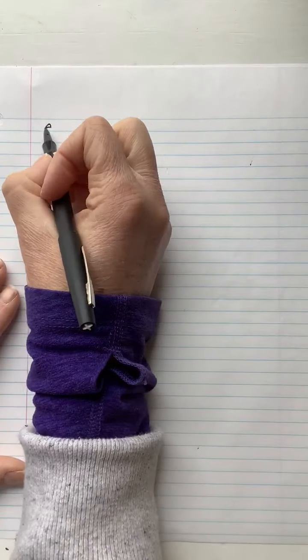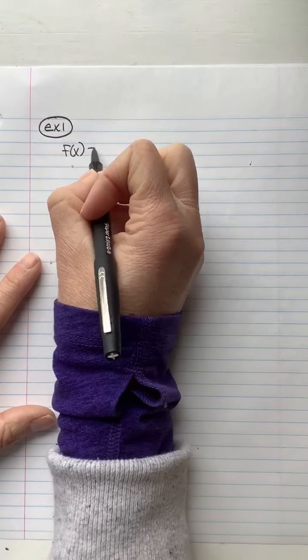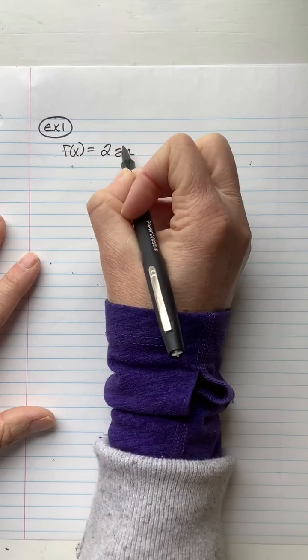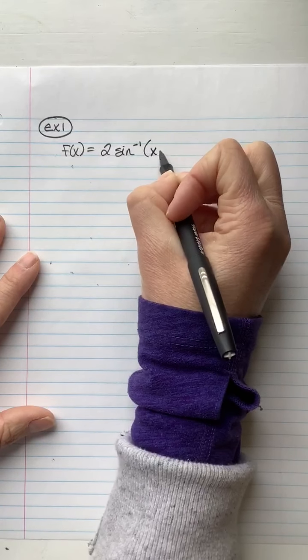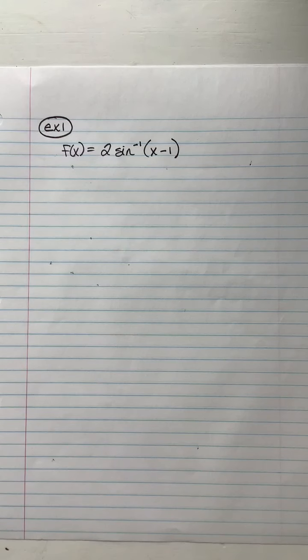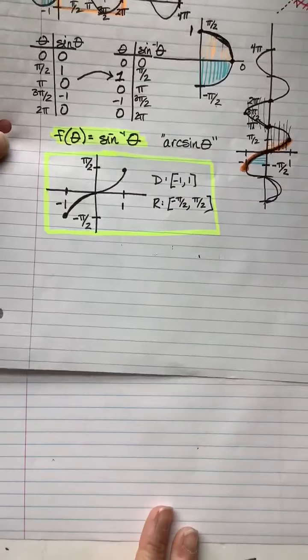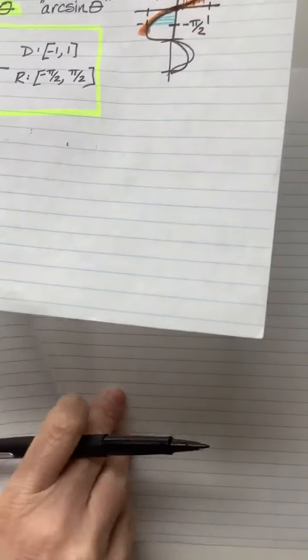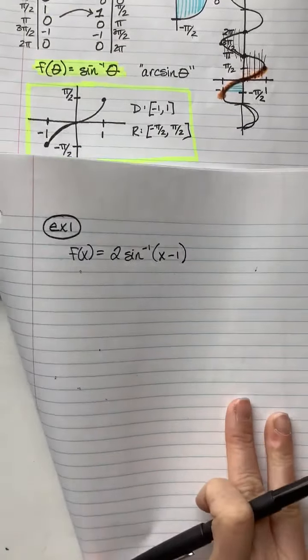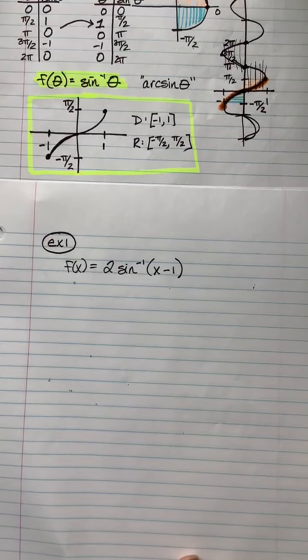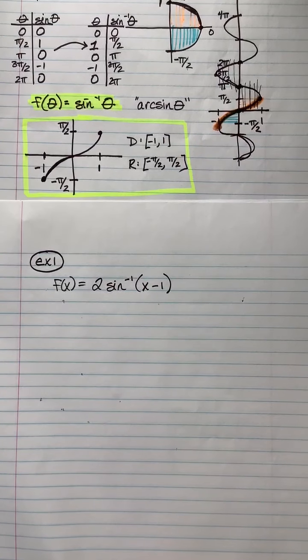So here's my example 1. Example 1 is going to be f of x is 2 times the inverse sine of x minus 1. Okay, so I am going to be thinking about my inverse sine function. I'm looking back here. There's my inverse sine function. In fact, I might just keep it here so that I can see what exactly is going to go on. So let's make our way through our transformations.